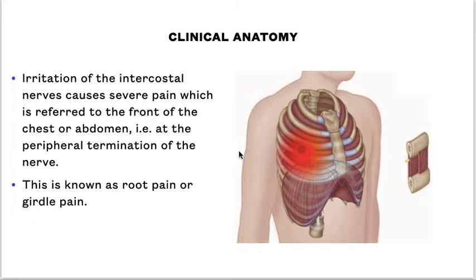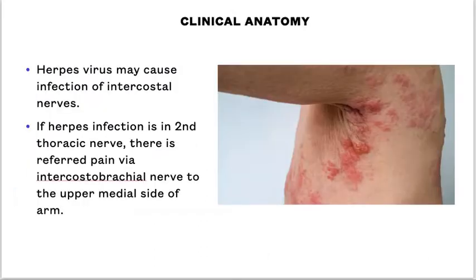Now, irritation of the intercostal nerve causes severe pain, which is referred to the front of the chest or the abdomen, that is, at the peripheral termination of the nerve. This is also known as the root pain or the girdle pain. Herpes virus may also cause infection of the intercostal nerve. If the herpes infection is in the second thoracic nerve, there is referred pain via the intercostobrachial nerve to the medial side of the arm.